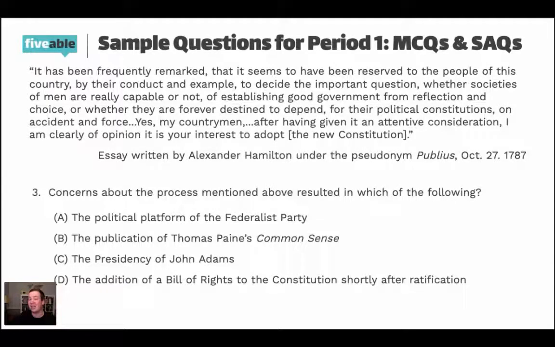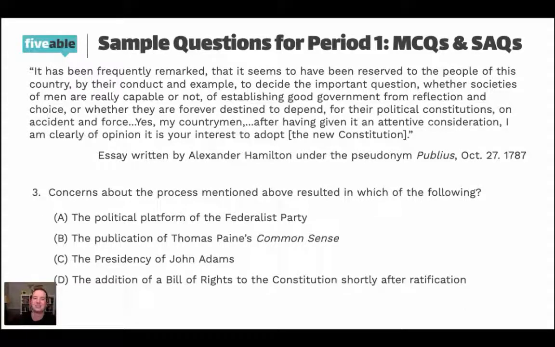The presidency of John Adams is a Federalist. He likes the Constitution. He doesn't have concerns about the ratification process necessarily, and it's not that the ratification process causes John Adams to be president. The platform of the Federalist Party is the exact opposite because they don't have concerns about the process in terms of actually ratifying. They're concerned about the Constitution not getting ratified. They want to make sure it passes, of course, but I would not say that the political platform of the Federalist Party distrusts the ratification of the Constitution.